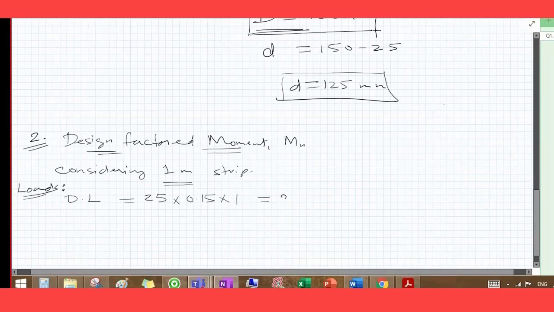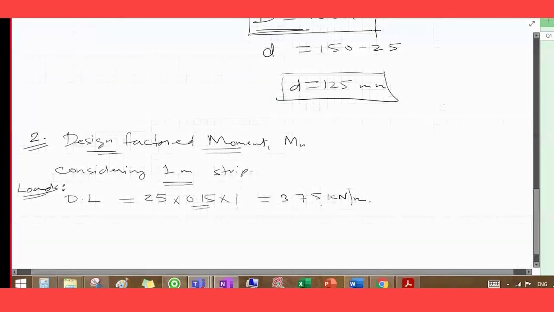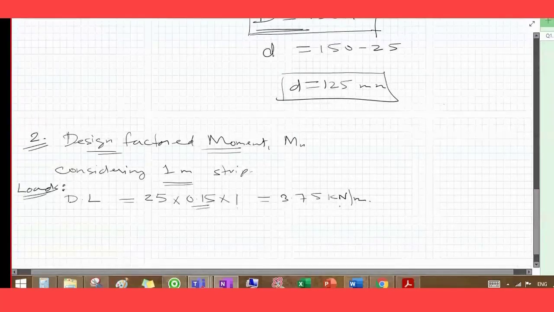So this comes out as 3.75 kilonewton per meter. Okay, so this density is being multiplied with 25 into 0.15, and since you're considering 1 meter strip, I multiplied with 1. So this load turns out as UDL, uniformly distributed load along LX span.